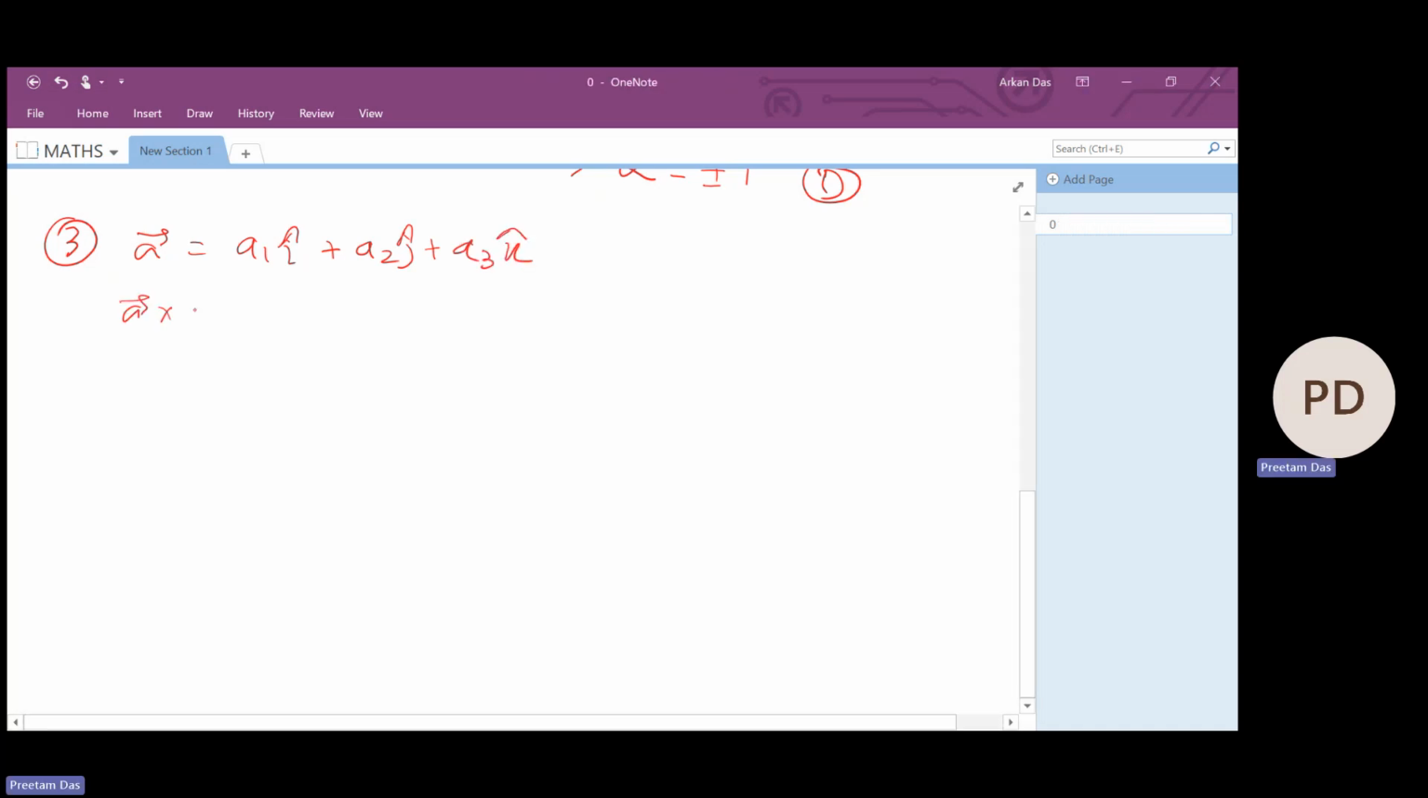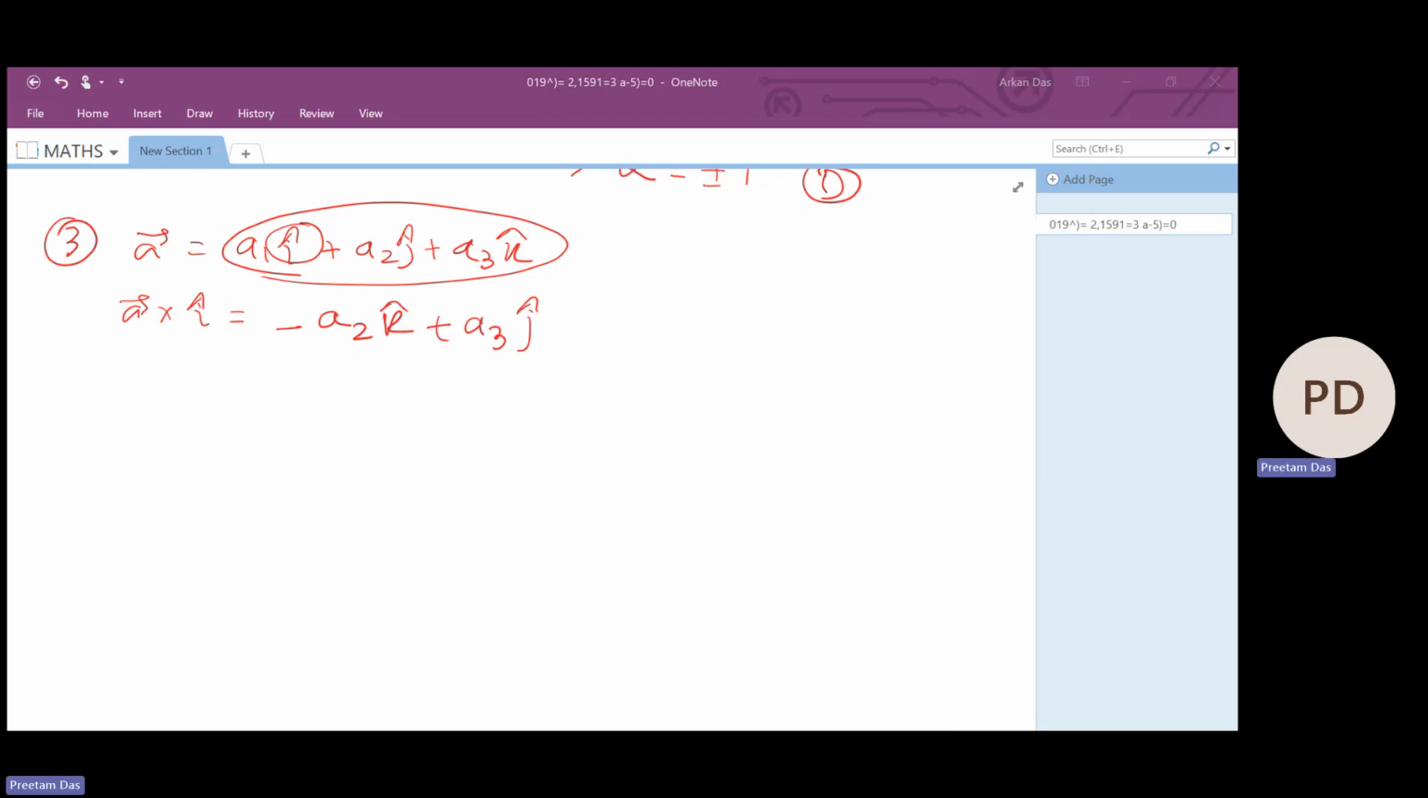So what will be A cross i? It will be this vector cross i. Now i cross i will become 0. And what will be j cross i? It will be minus k. So A cross i will be minus A2 k vector plus A3 j vector. So what will be mod of A cross i square? It will be what? Square root of, not square root because you are squaring it. So it will be simply A2 square plus A3 square.